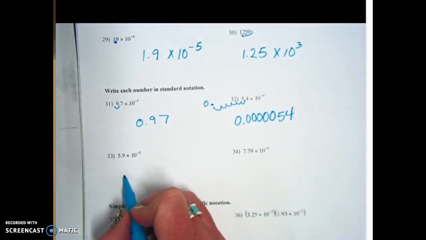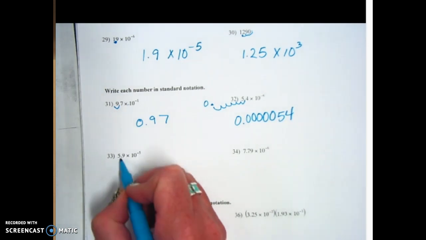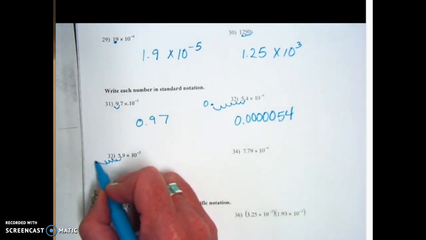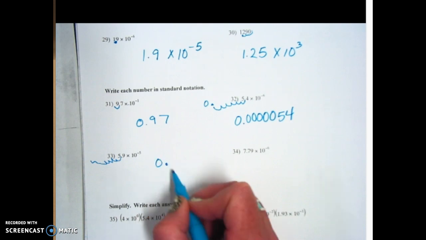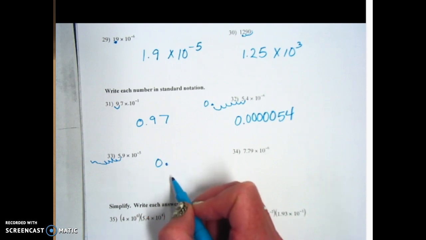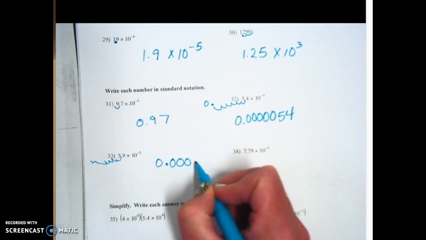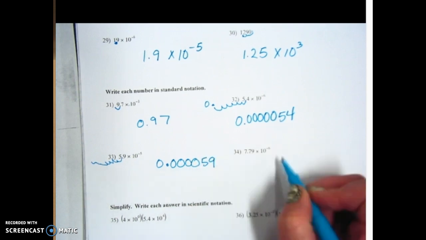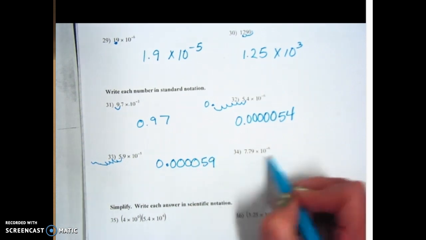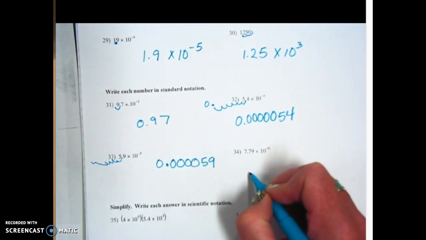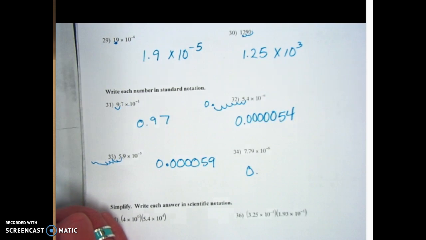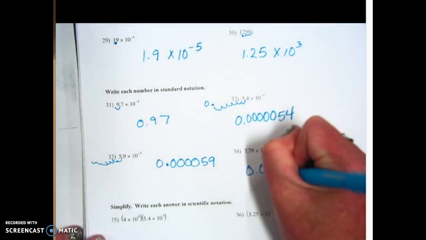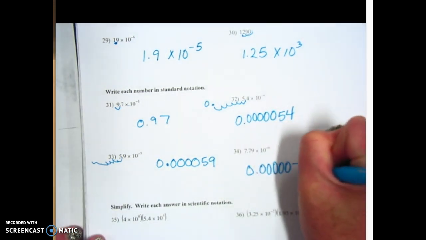All right, number 33, same way. Move it 5 places to the left. 1, 2, 3, 4, 5. So it becomes 0 point. And then we should have 1, 2, 3, 4 zeros, and then the 5, 9. Move this decimal point 6 places to the left, so we end up with 0 point, and then we should have 1, 2, 3, 4, 5 zeros, and then 7, 7, 9.